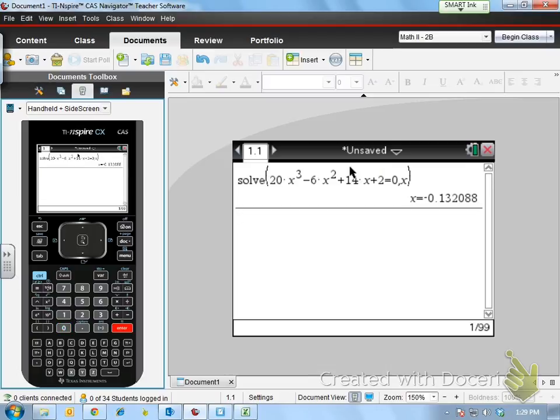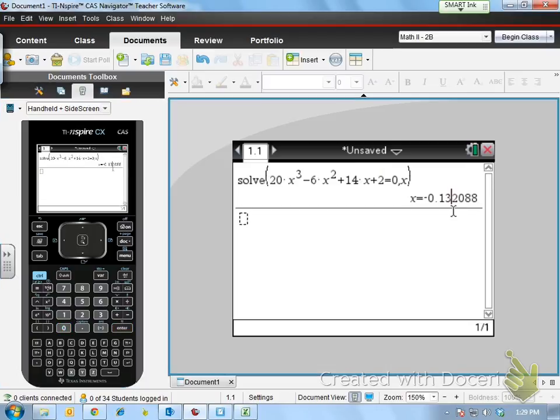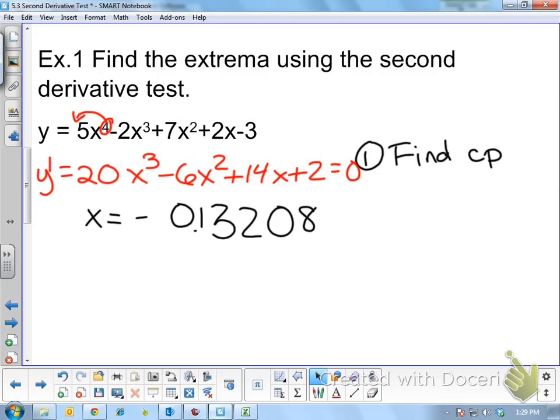Okay. So yeah, we are only getting a 0.1, no 0 between the decimal and the 1. So there's our only critical point. We only have one critical point. Now again, technically we could perform the line test, but that's not how we're going to handle this because we're going to practice the second derivative test.